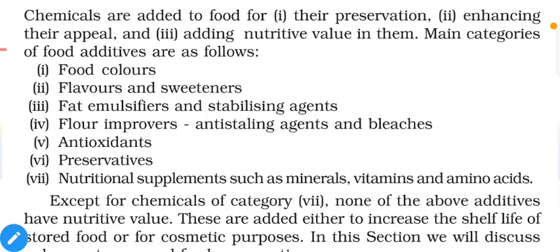Food colors, flavors and sweeteners, fat emulsifiers and stabilizing agents, flavor improvers or anti-staling agents and bleaches, antioxidants, preservatives, and nutritional supplements such as minerals, vitamins and amino acids. All of them are types of chemicals, and some of them are known to us. For example, vitamins and amino acids were already discussed in the biomolecules unit.